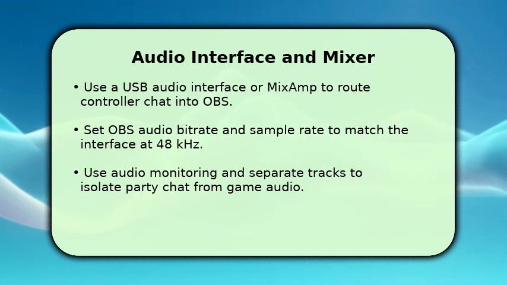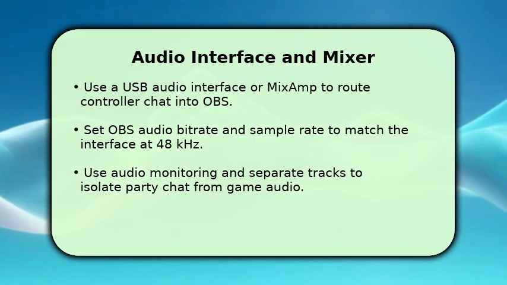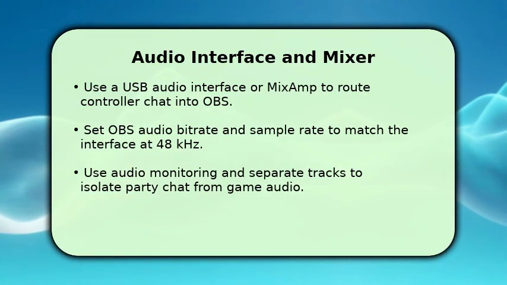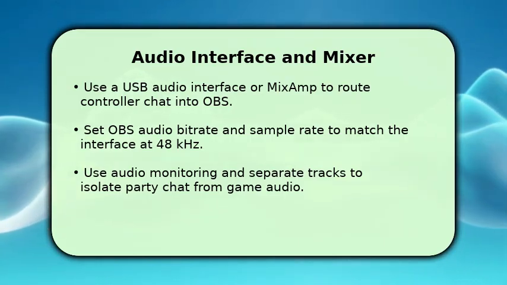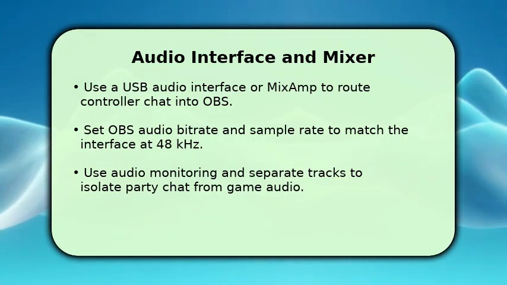Set OBS audio sample rate to 48 kHz to match common interface settings and avoid drift. Use audio monitoring to check levels and adjust the interface gain to prevent clipping. When streaming, assign chat to its own track so you can mix or mute in post.